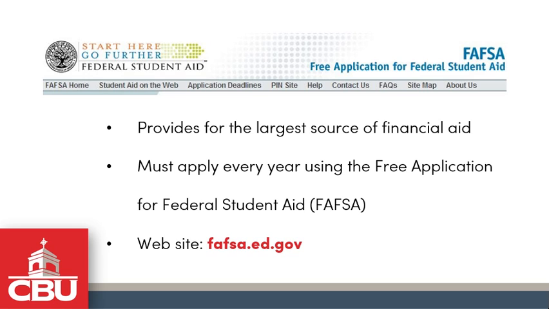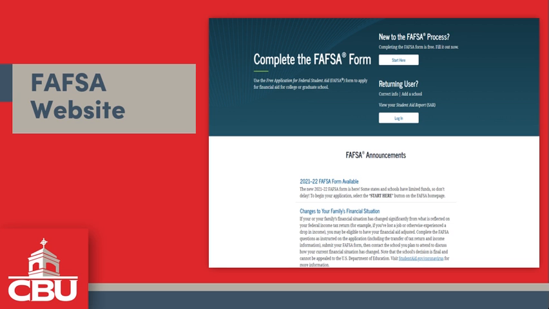So what is the FAFSA completely? Well, it provides the largest source of financial aid for students, and it is a form that has to be completed every year that you plan on using federal aid. The website is fafsa.ed.gov. When you log into the website, it will ask you if you are new to the FAFSA process or if you're a returning user. If you start here as a brand new user, you can use this guide.